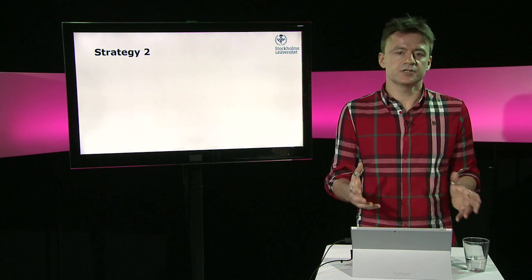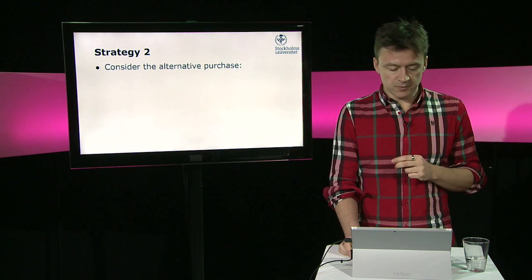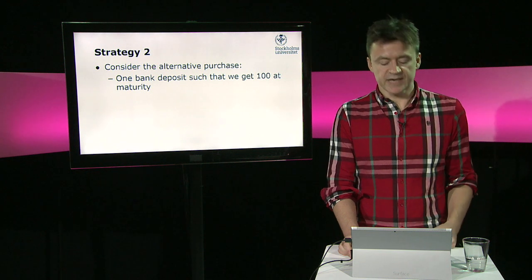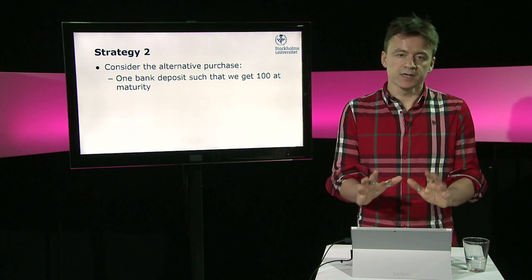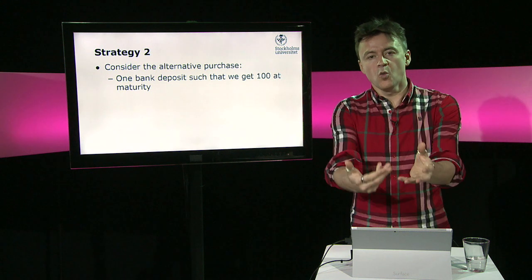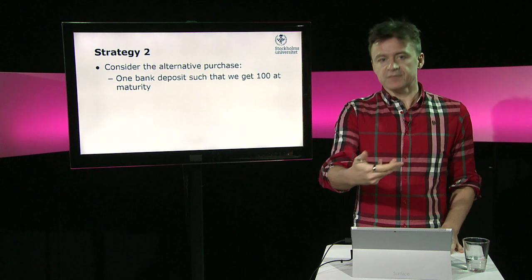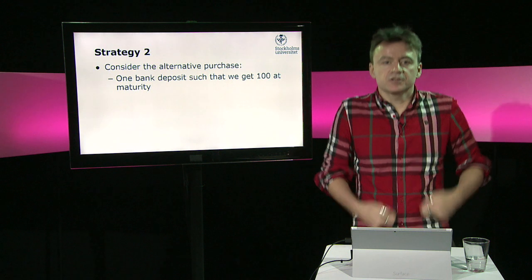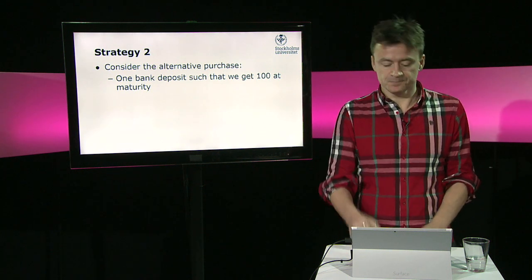Now let's go into strategy 2. Suppose that we consider alternatively the following purchase. We put money in the bank, say 100 monetary units. No, sorry. Suppose that we put in the bank enough money so that when we go back and get it, the amount of money that we have earned is equal to 100 monetary units. So we're actually putting in the bank the present value of 100 monetary units at maturity.